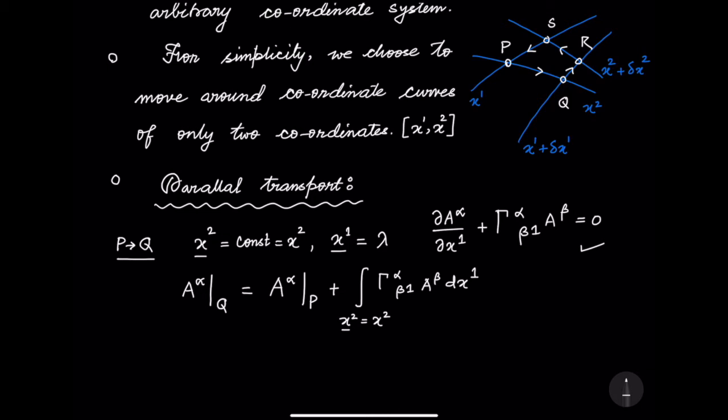Okay, so basically you have solved the differential equation. If you wish, you have the two boundary conditions because it goes from P to Q. At P, you know the coordinate values are x1, x2, and at Q it is x1 plus delta x1, x2. So you can do the integral, and this is the value of A alpha at Q. So I have parallel transported the vector from P to Q, and I know what the value of the vector at Q is now.